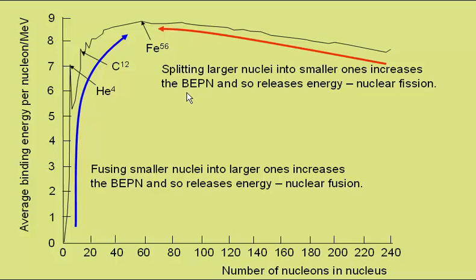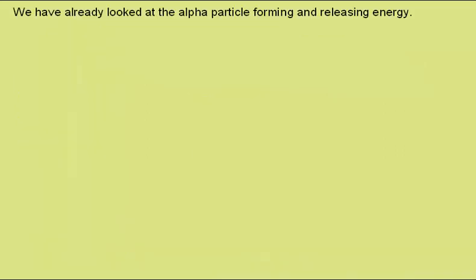So we're splitting larger nuclei into smaller ones. This increases the binding energy per nucleon, and so releases energy. This is what occurs in nuclear fission. We've already looked at the alpha particle forming and releasing energy. This is an example of nuclear fusion.